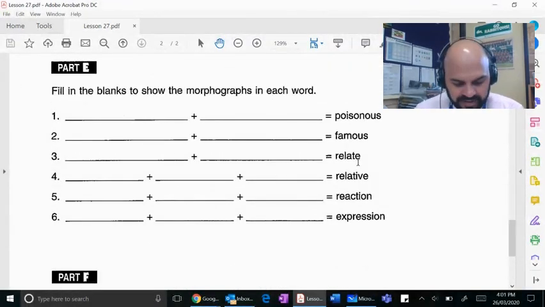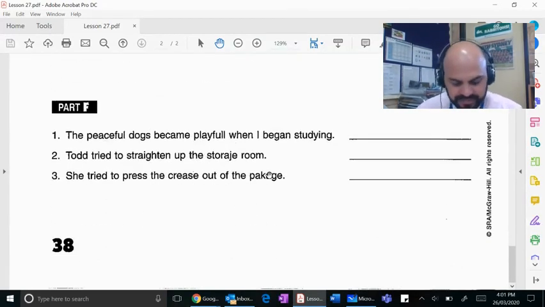Okay, part E, splitting up the morphographs, poisonous, P-O-I-S-O-N plus O-U-S, famous, F-A-M-E plus O-U-S, relate, R-E plus L-A-T-E, relative, R-E plus L-A-T-E plus I-V-E, reaction, R-E plus A-C-T plus I-O-N, expression, E-X plus P-R-E-S-S plus I-O-N, and down to part F, playful, P-L-A-Y-F-U-L, storage, S-T-O-R-A-G-E, and package, P-A-C-K-A-G-E. And that concludes lesson 27. I look forward to seeing you again soon. Happy learning.